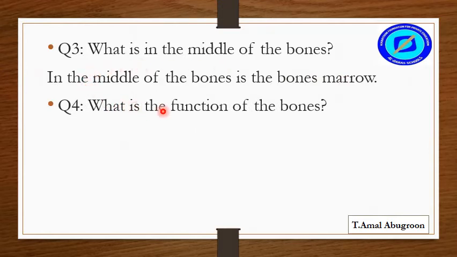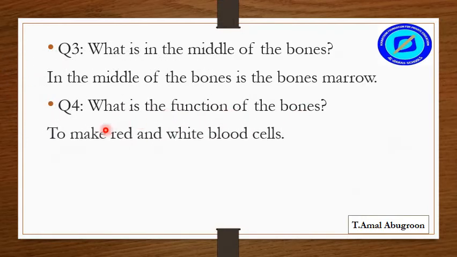What is the function of the bones? To make red and white blood cells. The bones make red and white blood cells. What is the function of the red and what is the function of the white blood cells?